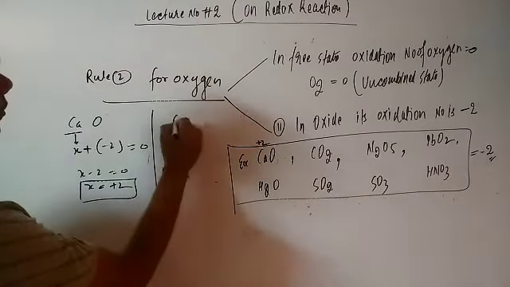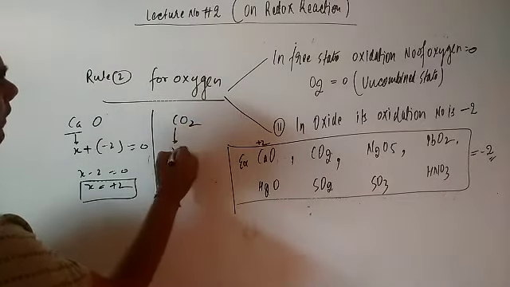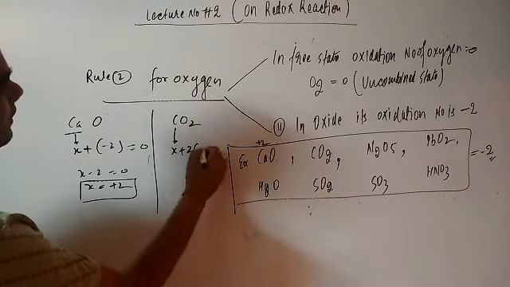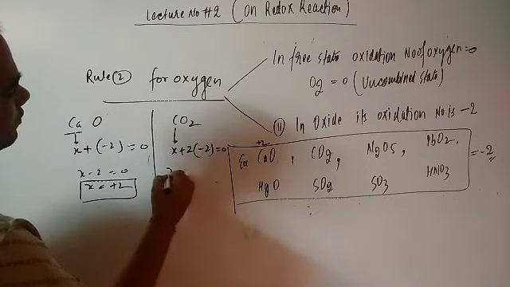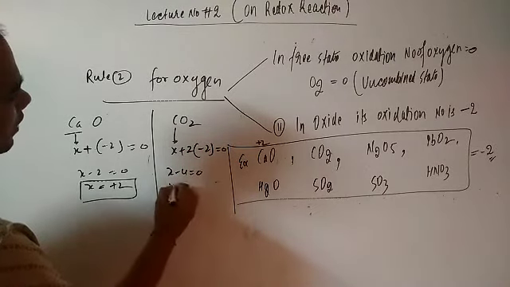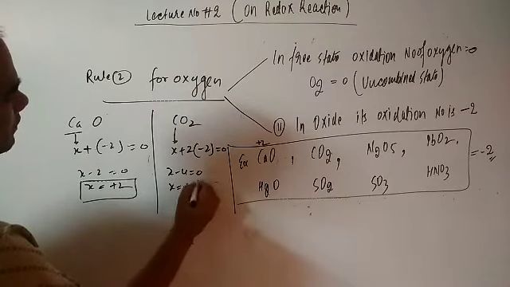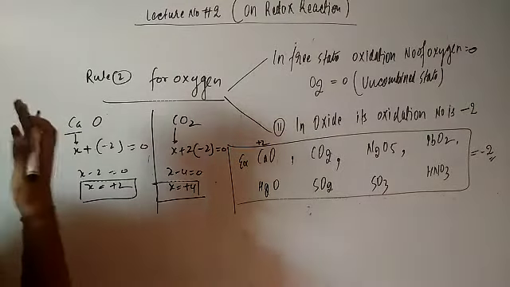Suppose we are talking about CO2, student. So carbon is X, 2 oxygen is there, each oxygen -2, equal to 0. So X - 4 equal to 0. So X is equal to how much coming, student? +4.